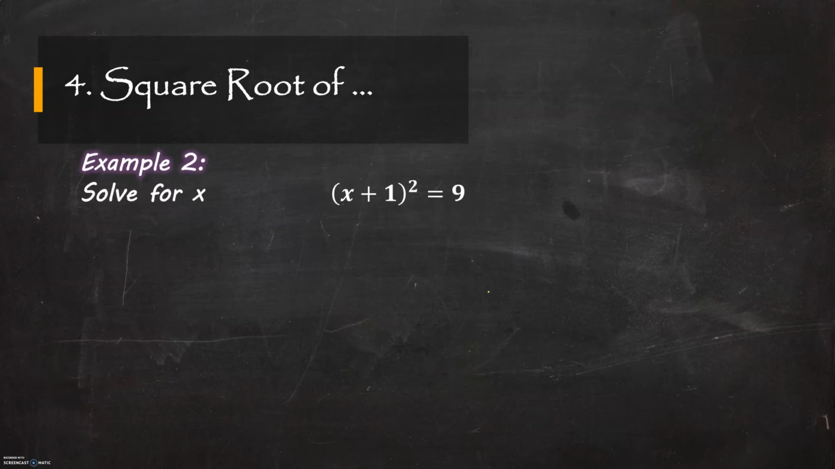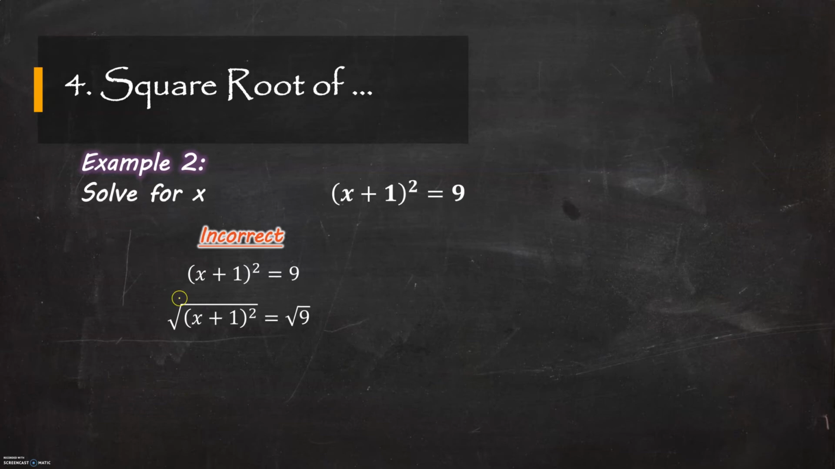And here's another example. We have to solve for the unknown variable x given an equation. So (x plus 1) squared equals 9. The incorrect way is simply taking the square root on both sides, simplifying them, and giving the final answer. However, this is not completely correct.